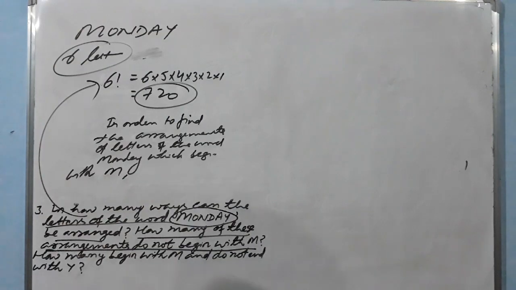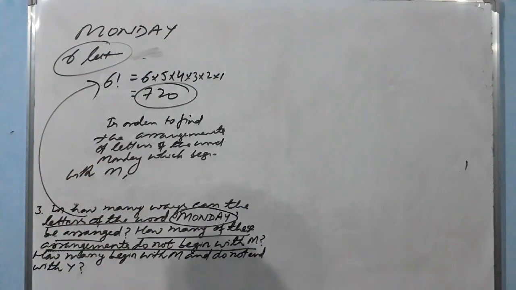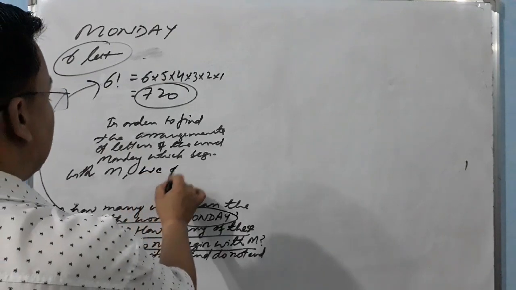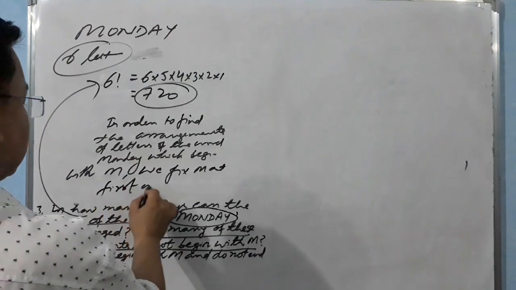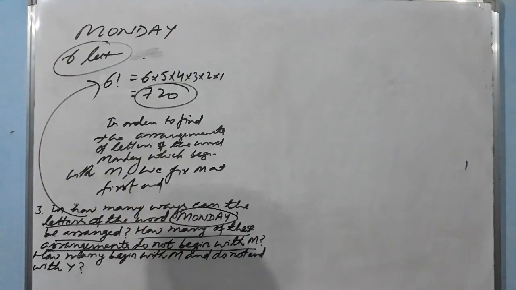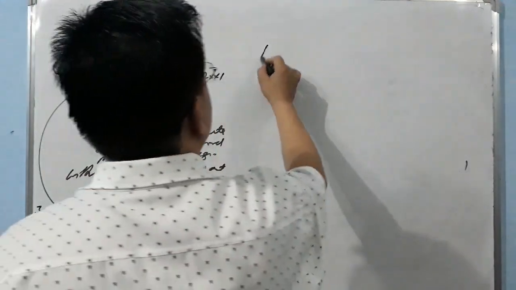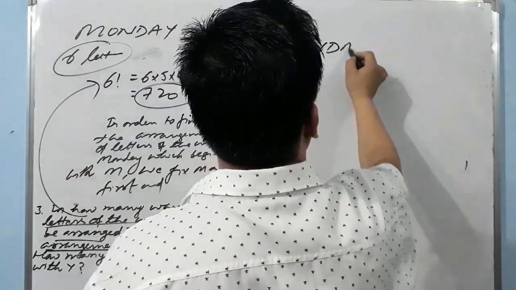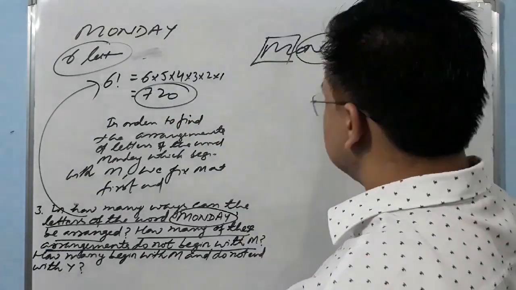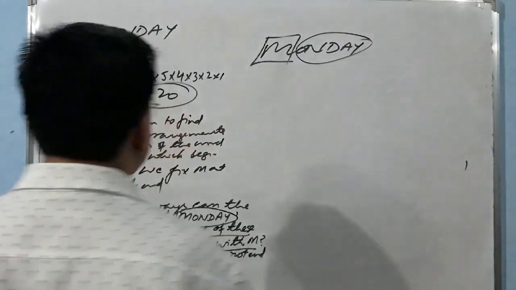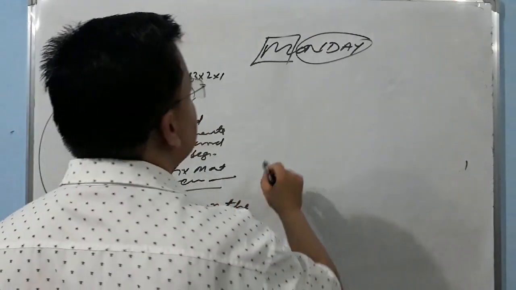In order to find the arrangements of the letters of the word Monday which begin with M, what we do is fix M at first. Let me write down again, M-O-N-D-A-Y. Just fix M here, and the remaining letters can be arranged in how many ways?